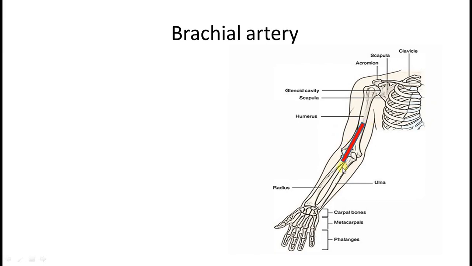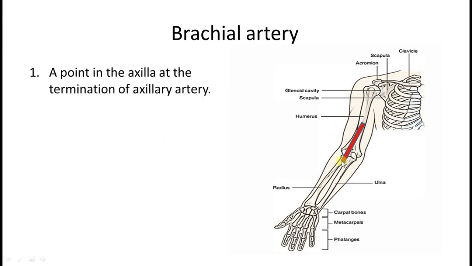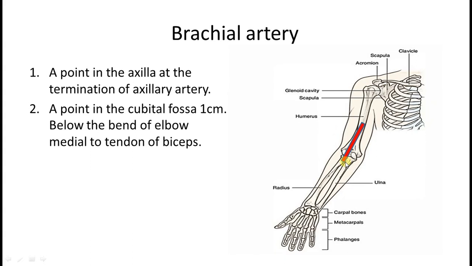Then the second point you should keep in the cubital fossa. You come to the cubital fossa, and 1 centimeter just below the elbow bend, you try to palpate the tendon of biceps, and immediately medial to it you keep a point that will exactly correspond to the neck of the radius. You connect the first point and the second point, and those 2 points, if you connect, will give the surface projection of the brachial artery.